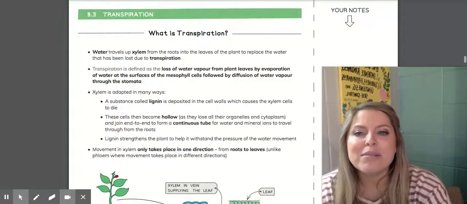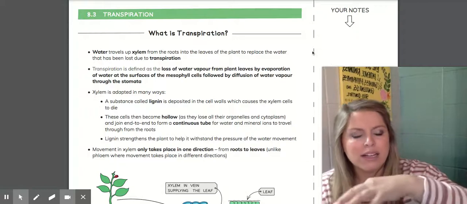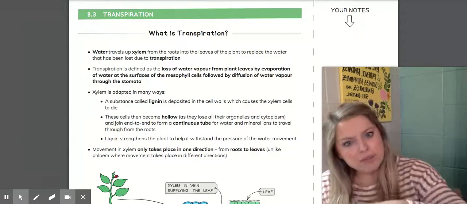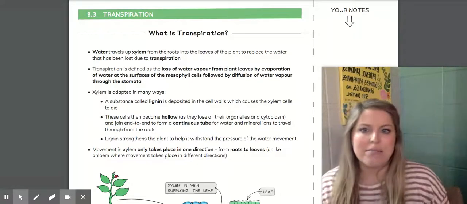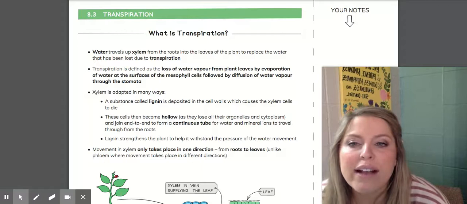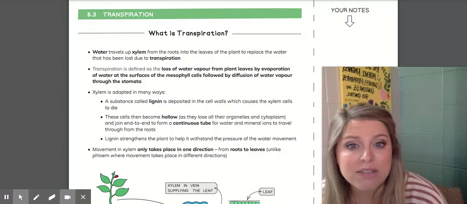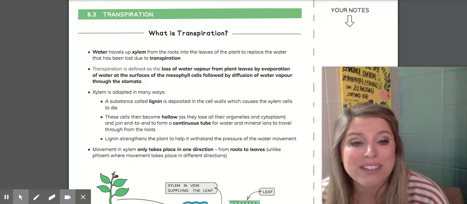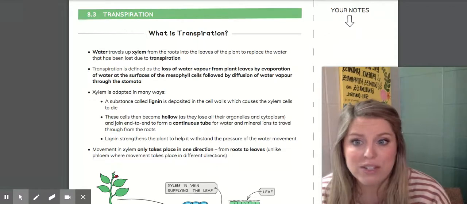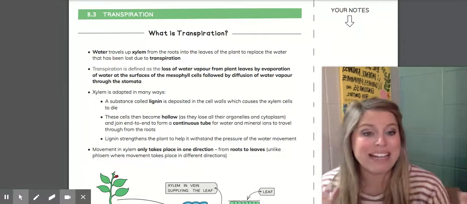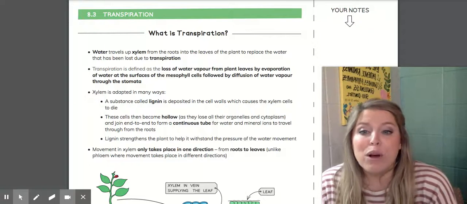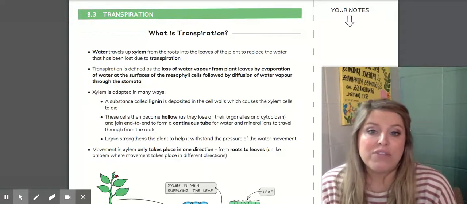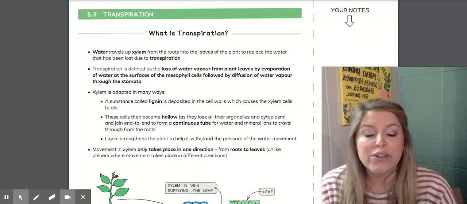But let's go ahead and jump into transpiration, because how does this water get pulled from the roots up through a plant out into the leaves? And this is done by transpiration. So water travels up the xylem from the roots into the leaves of the plant to replace the water that's been lost due to transpiration. So transpiration, by definition, which will be in your notes, is the loss of water vapor from plant leaves by evaporation of water at the surfaces of the mesophyll cells, followed by the diffusion of water vapor through the stomata.